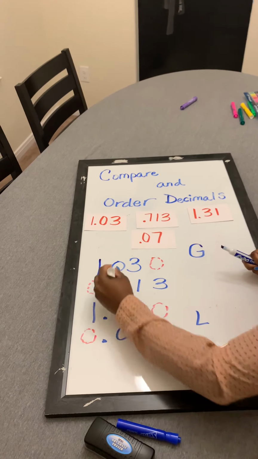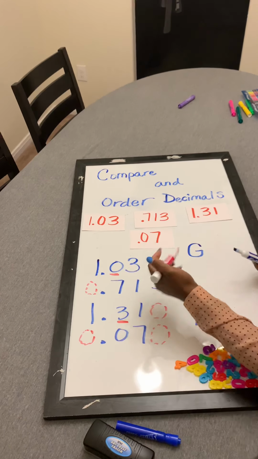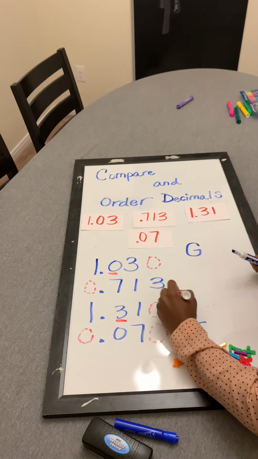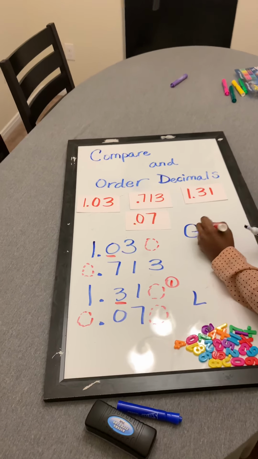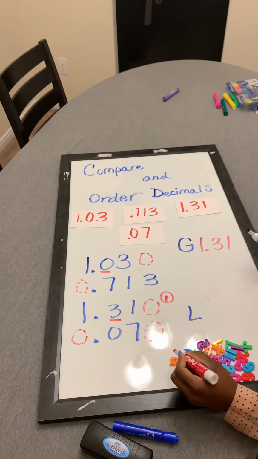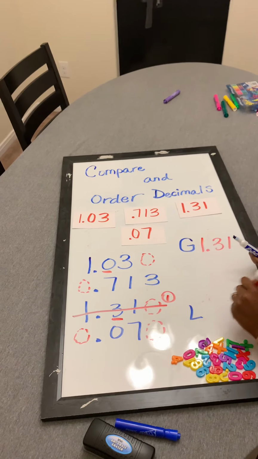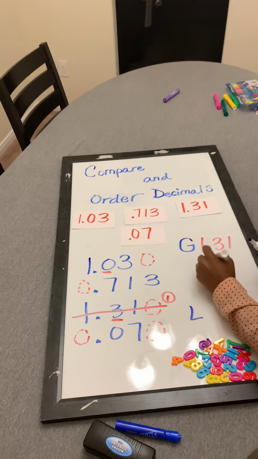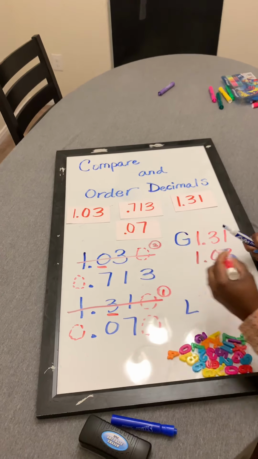So I go to the tenths place. Okay, 3 is greater than 0, so I know that this number will be the greatest. So I'm going to put a 1 here, or if you would like to put G for greatest, you can do that as well. So I'm going to write 1 and 3/10. And once I write it down, guess what I do? Cross it out. Okay, 1 and 3/100 will be the second greatest, so I'll cross it out. This is also number 2.